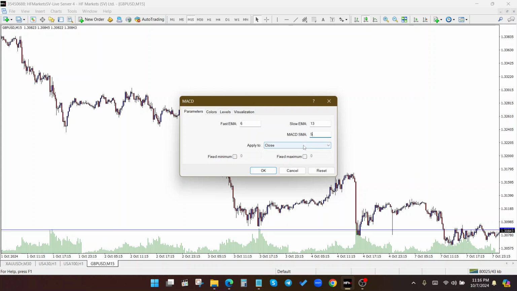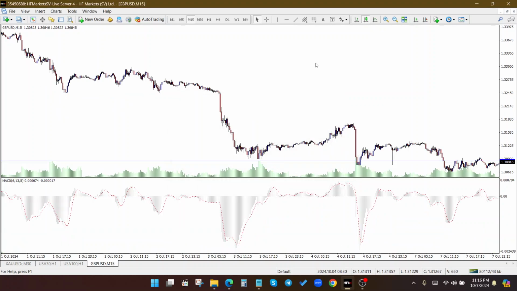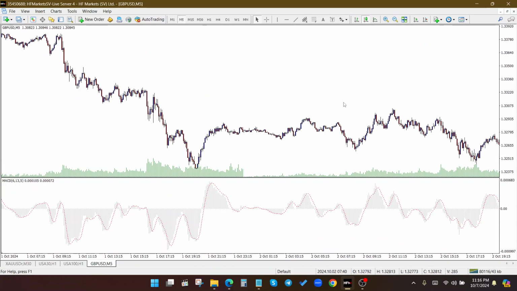Now, these shorter periods make the MACD more responsive to price action, which is critical for quick trades in fast-moving markets like the 5 minute chart. So we're just going to load this on our chart, and we're going to go to the 5 minute time frame.